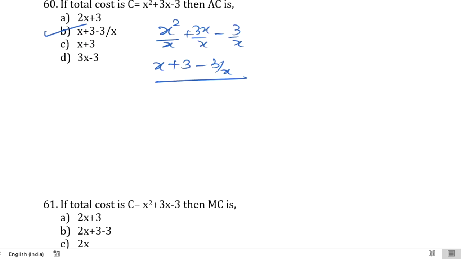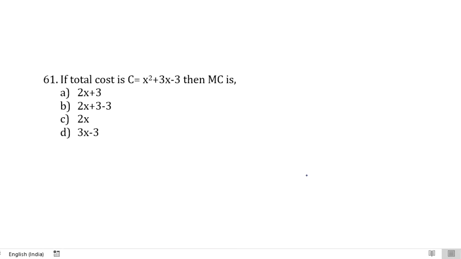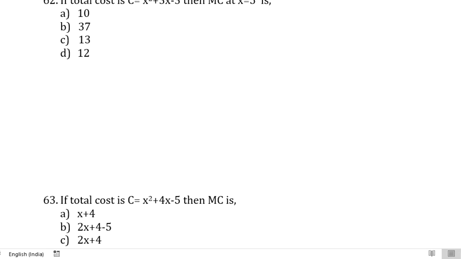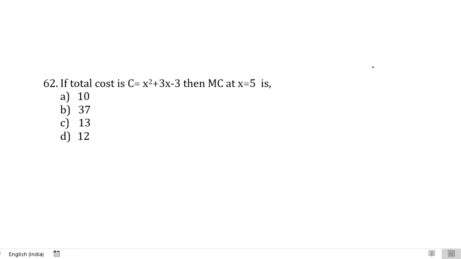Okay, moving on to the next question. Marginal cost, very simple. Derivative of x square is 2x, derivative of 3x is 3. So the answer is 2x plus 3. Total cost is given, find marginal cost at x is equal to 5. The marginal cost for this function is 2x plus 3, and substitute the value x is equal to 5. So 2 into 5 plus 3, which is equal to 13. So the answer is C, that is 13. Okay.